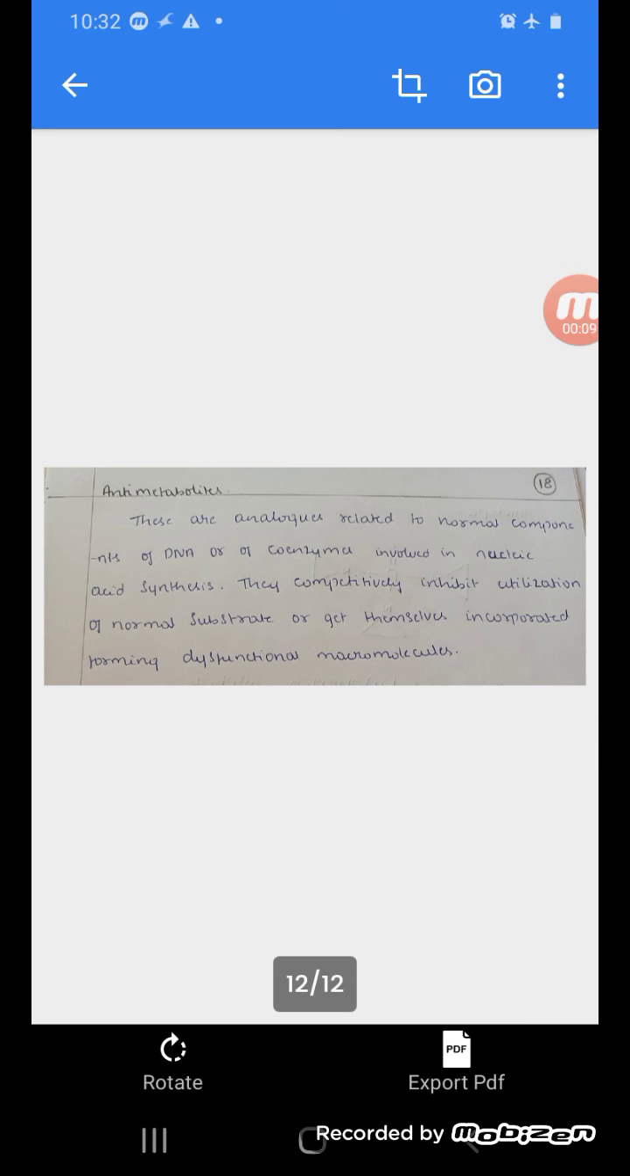The second classification is anti-metabolites. These are the analogues related to normal components of the DNA or of coenzymes involved in nucleic acid synthesis. They competitively inhibit utilization of the normal substrate or get themselves incorporated, forming dysfunctional macromolecules. That means there will be competition between the normal substrate and the anti-metabolites, and these anti-metabolites get themselves incorporated, which leads to dysfunctional macromolecules.